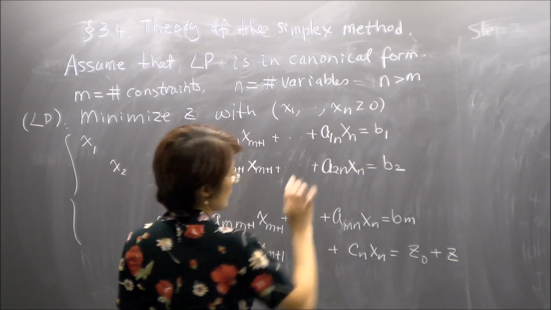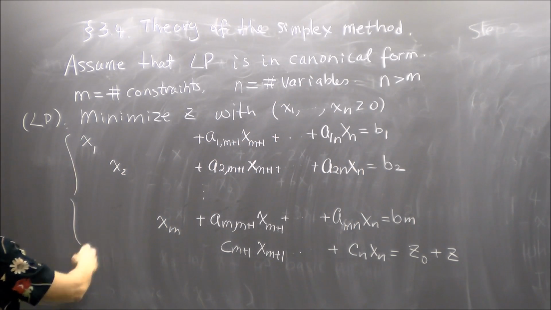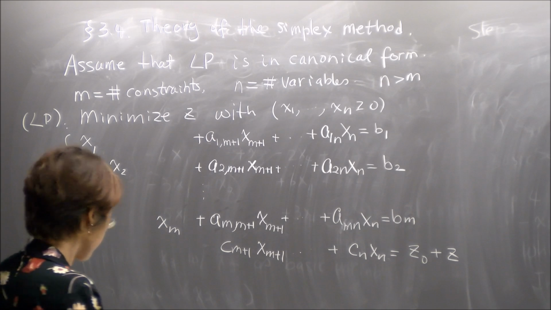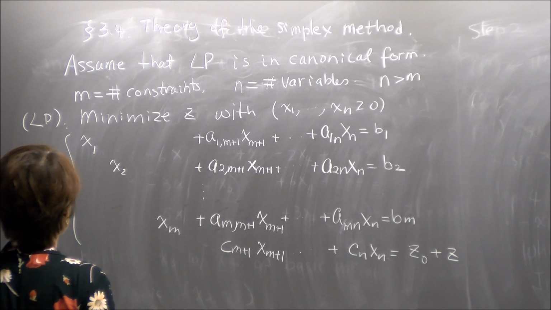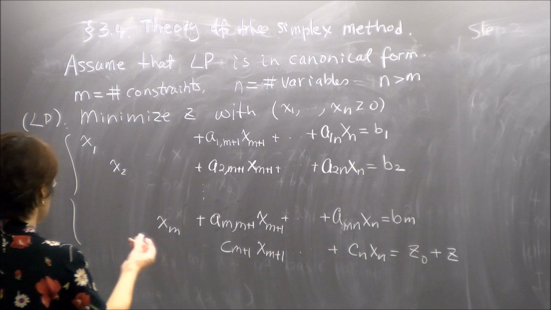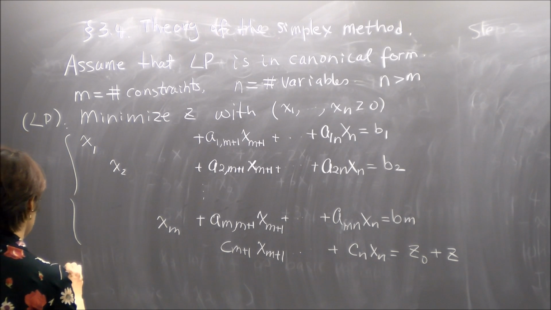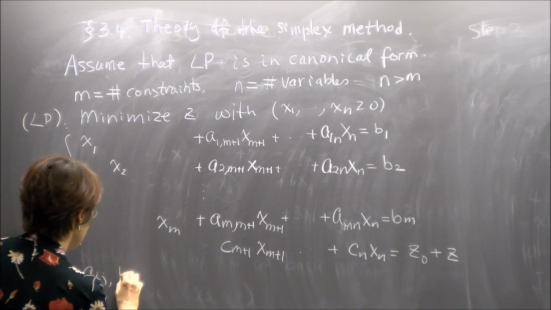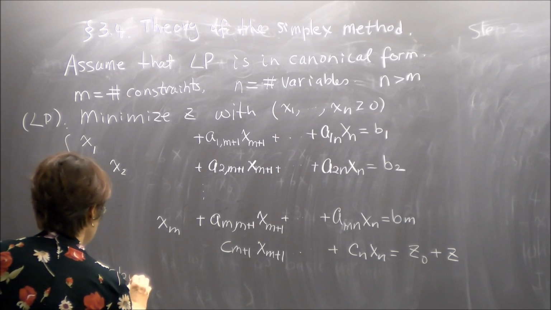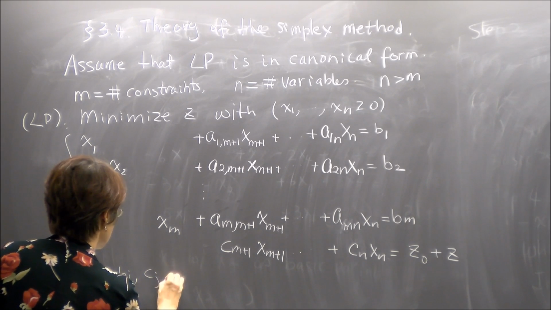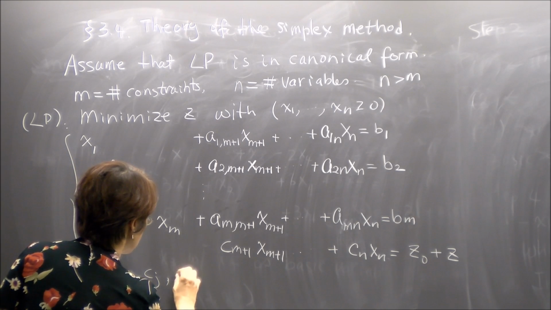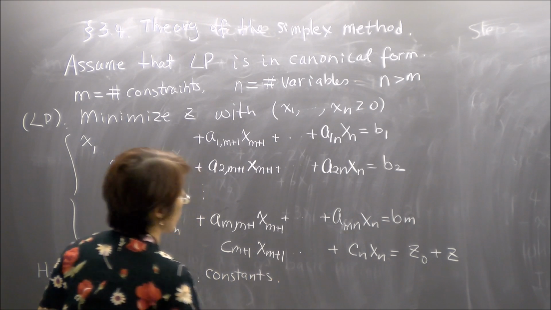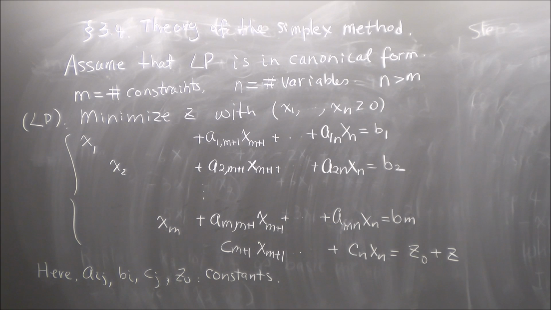That is always there. Okay? So in the end, this part will keep changing as we apply the algorithm, right? Okay, so here all these a_ij are coefficients, and b_i, c_j, and also the z0. These are all just constants. They're given.